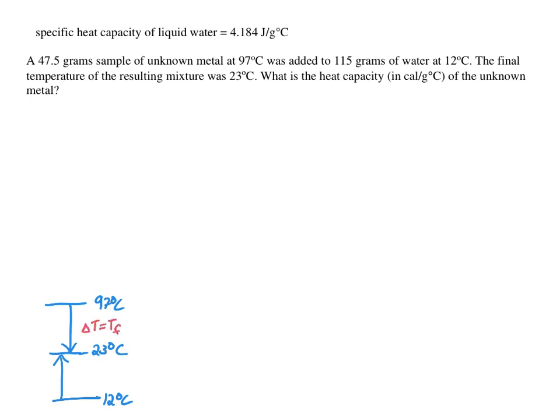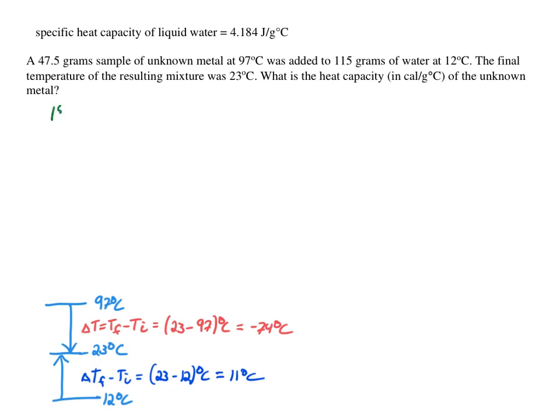Whenever we calculate delta T, it's TF minus TI, which for the hot metal is 23 minus 97 degrees C. That results in a negative 74 degrees C. For the water bath, we start at a different temperature, but we end up at the same final temperature of 23, and we subtract our initial temperature of 12, so we have a delta T of the water equal to 11 degrees C.